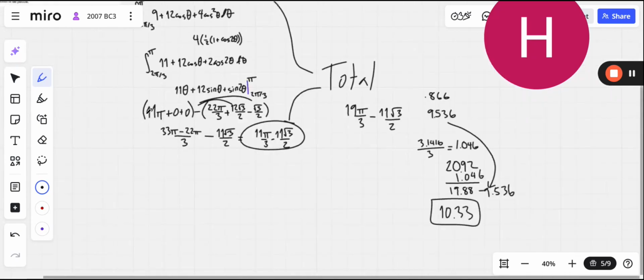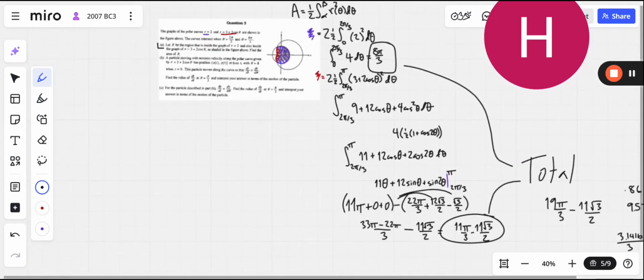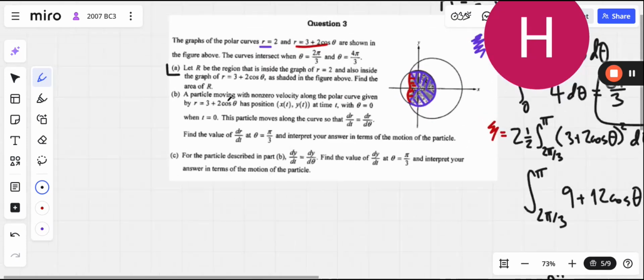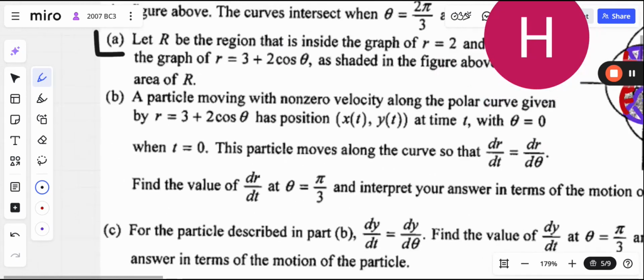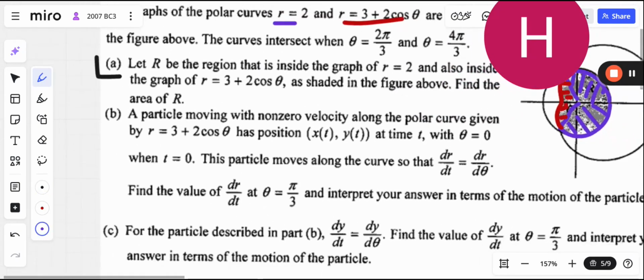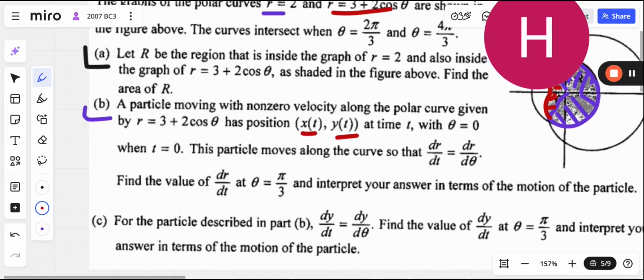You could totally use a calculator for that. I think it probably takes a little bit longer than most students can do by hand, so feel free to use a calculator for that part. Okay, part B. A particle moving with non-zero velocity, okay, it's good to know, along the polar curve given by this, has a position. So it's basically parametric because we're using r equals 3 plus 2 cos theta, but we have the position according to x of t, y of t.